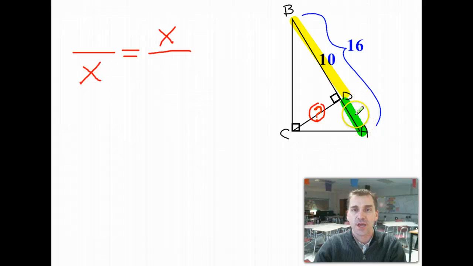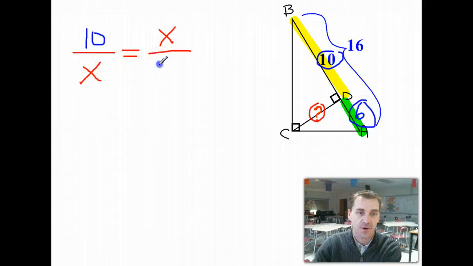Problem: I don't know the length of DA. But I do know the overall length of the entire hypotenuse, and simple subtraction gives you exactly what this little piece is. That will be a 6. So 10 is the one piece that goes right there, and 6 is the other piece, so that 6 goes right here. And there you go, that is your proportion.